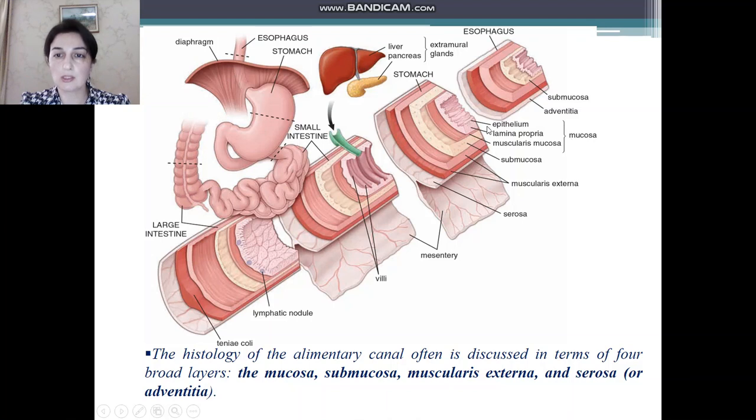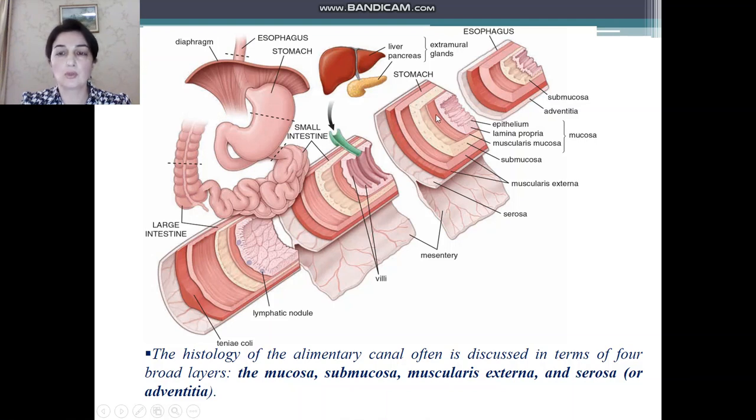The mucosa includes three main components. First of all, epithelium. Epithelium may be of different types. We will talk about each of these components. Then under the epithelium, we can see the lamina propria. Lamina propria is a loose collagenous connective tissue that may include glands, and it contains lymphatic nodules and lymphatic vessels. Under the lamina propria, we can see the lamina muscularis or muscularis mucosa.